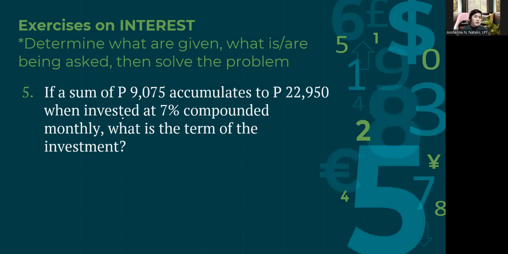Okay? And the last question, if a sum of 9,075 accumulates to 22,950, biglang laki ah. When invested at 7% compounded monthly, what is the term of the investment? Ay, so yung puhunan niyang 9,000 naging 22,000. So, kaya na bahala kung iisipin nyo, is this interest or future value? Okay? And when you say term, it refers to time. Right? So those are the questions for our lesson on interest.